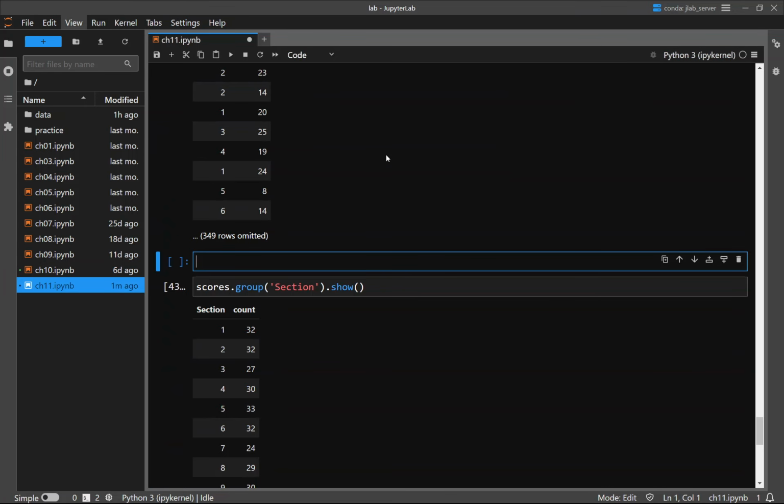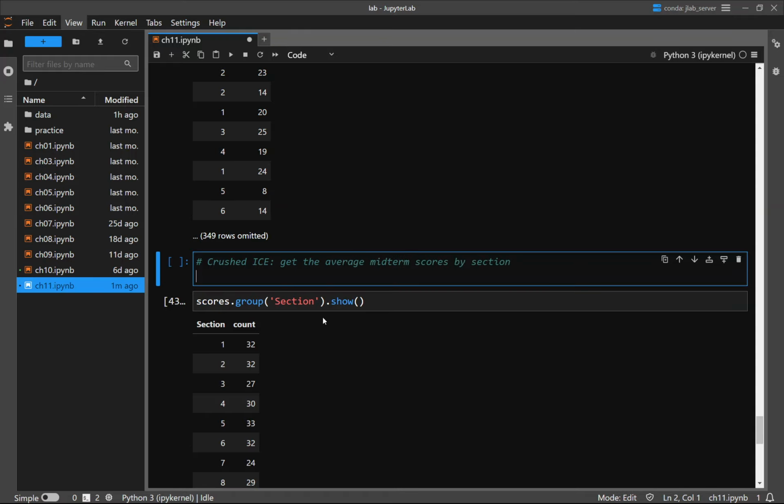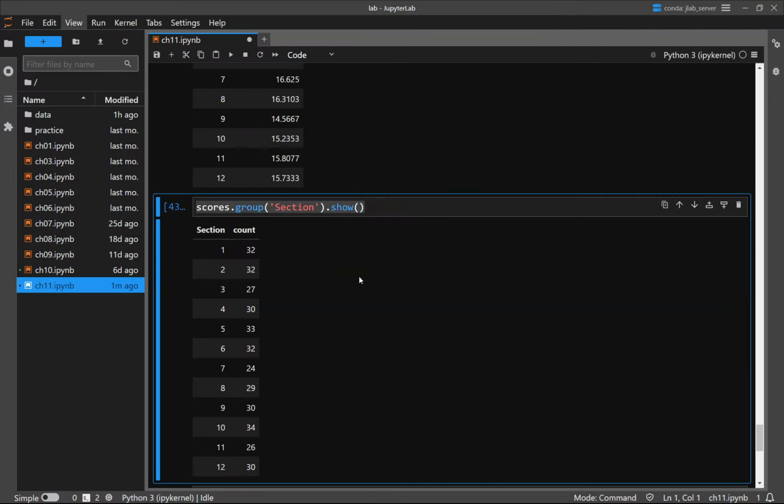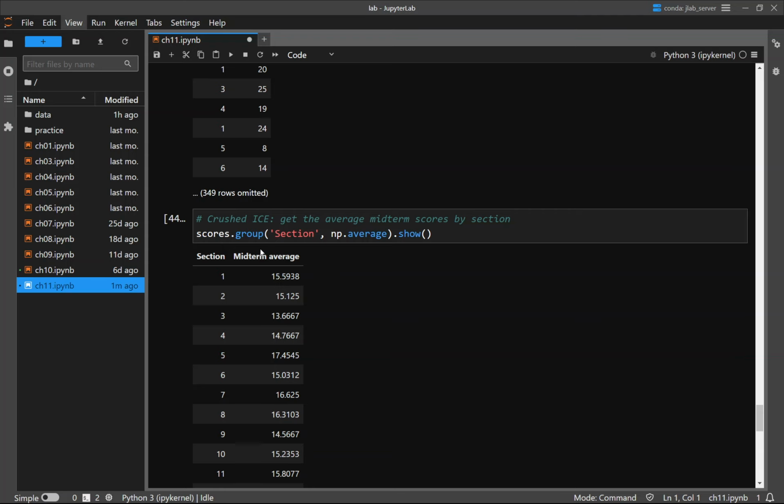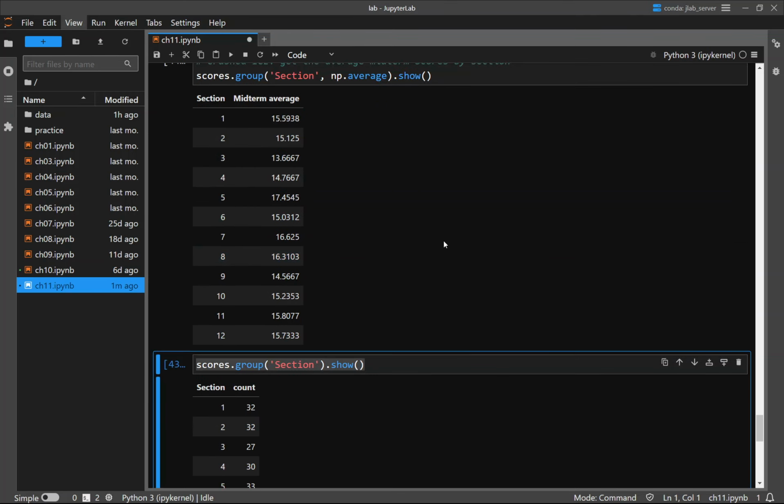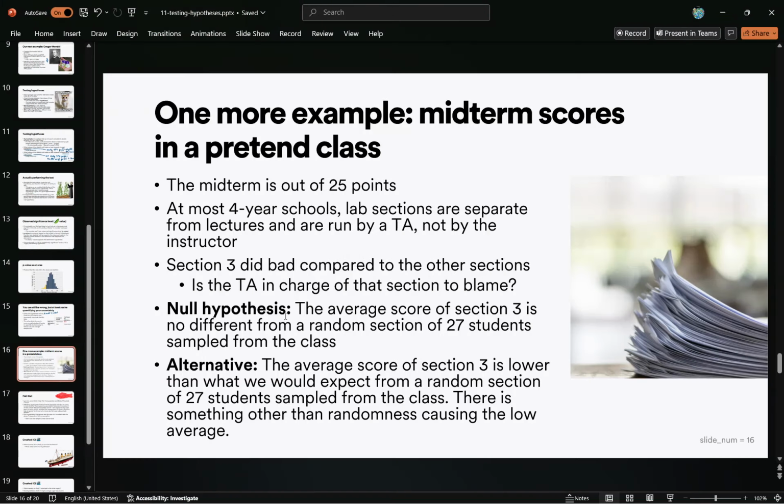So what we did is get the average midterm scores by section, and that was essentially this, but with np.average. And okay, cool. So that's how it was. Nice. Yeah, so that's what we want to say. That's the defense of the TA.